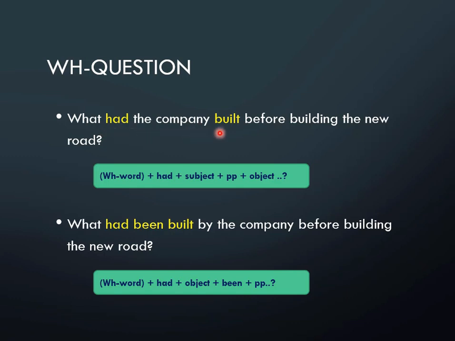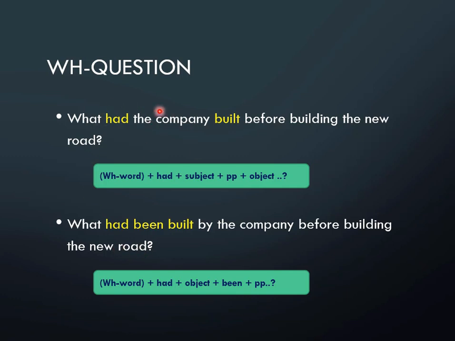What had the company built before building the new house? What had the company built? Here the company is the subject, and if you look at the structure, you will find the question word at the beginning, had, subject, PP or the past participle, and after that you have the object. If you would like to change this question into passive, you should follow the structure here. You should write the question word at the beginning, had, object, been, and the PP or the past participle. What had been built by the company before building the new route?